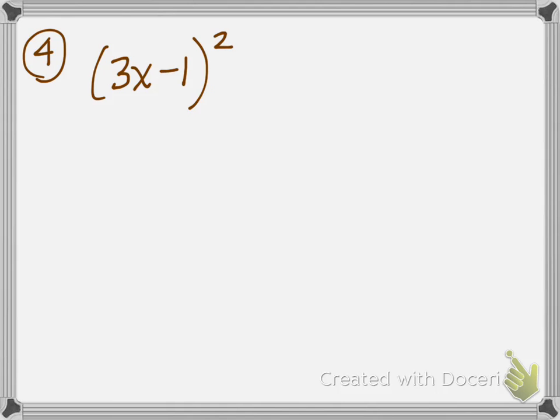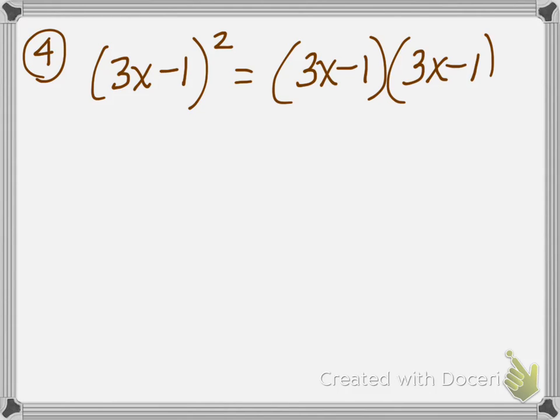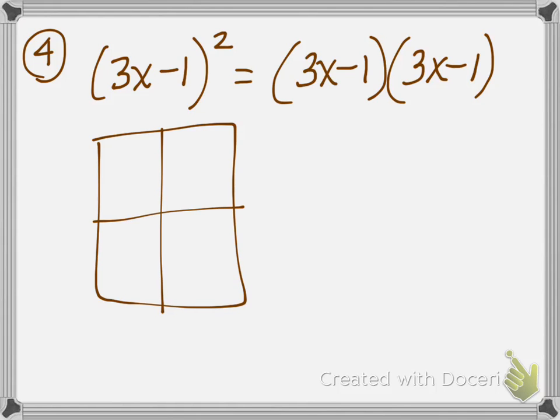Okay, number 4. So number 4 has 3x minus 1 squared. Remember that this means 3x minus 1 times 3x minus 1. Otherwise, you end up missing your middle term. If I want to use area model here, I draw my box. This is factored form, so that's what's on the outside of the box. 3x minus 1, 3x minus 1. When I'm multiplying, I'm trying to fill in the box. When I'm factoring, I'm trying to take the numbers out of the box.